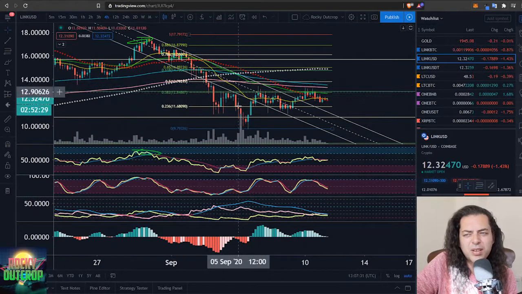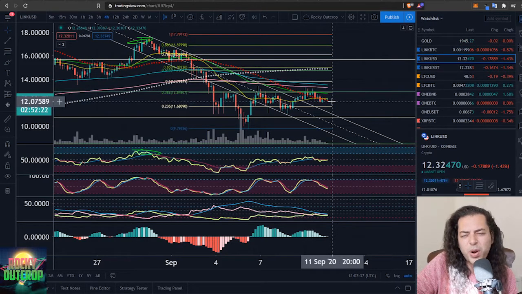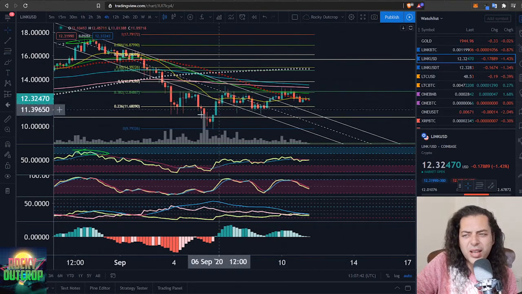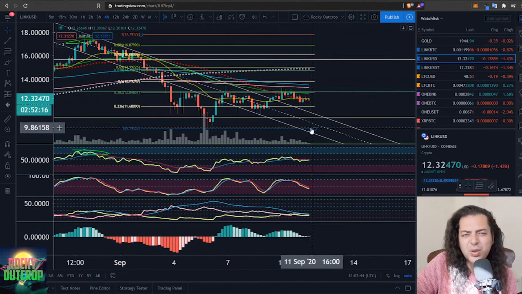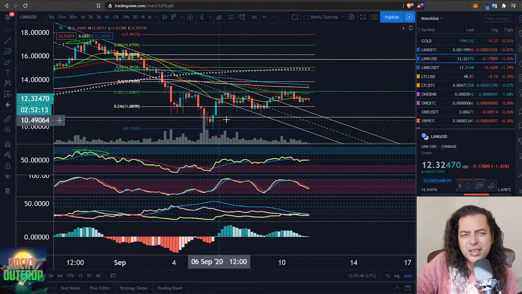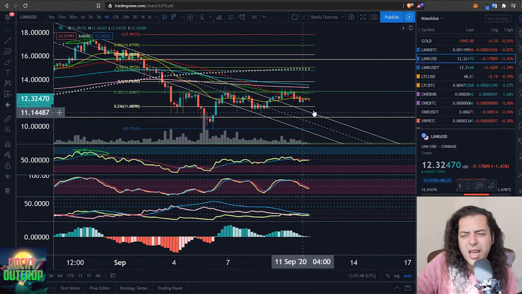But what we do have here is this sort of inverted head and shoulders. And we've not managed to break up above the neckline really properly. Not that there haven't been movements, of course there have. But have we actually moved on beyond and changed the psychology of this area? Not yet.